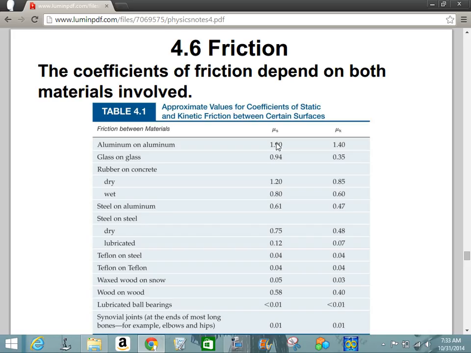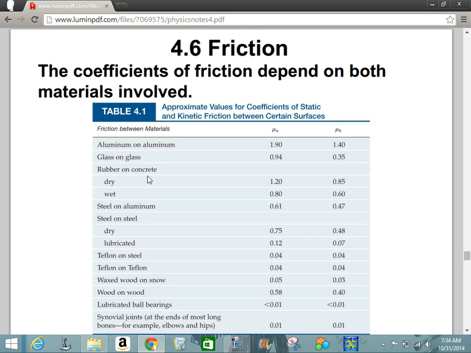So if the normal force was 10 newtons, then the static friction would be 19 newtons. So you'd have to push 19 newtons to get a 10 newton object moving, but then once you got it moving, you would only have to push 1.4. So glass on glass, and so on and so forth.